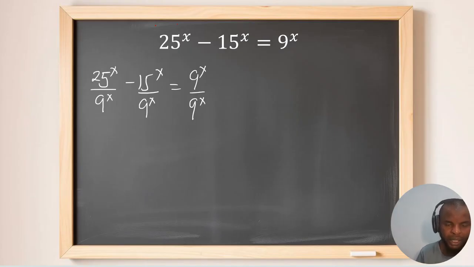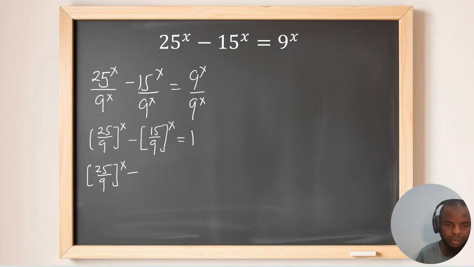Now, since both of them have the power of x, I can write this as 25 over 9 to the power of x minus 15 over 9 to the power of x equals 1. Now, looking at this, 15 over 9 can be further simplified. I'm going to have 25 over 9 to the power of x minus 15 over 9. If you divide this by 3, we have 5. Dividing this by 3, we're going to have 3. So here I'm going to have 5 over 3 to the power of x equals 1.